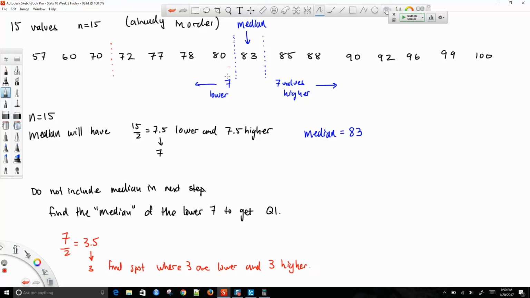I isolate that. I'm again treating just as if we had these 7 values. I go 1, 2, 3. This is going to be my Q1. Same thing over here. 1, 2, 3. Come in 1, 2, 3 from the upper side. This is going to be Q3. So Q3 is 92. Q1 is 72. My IQR, 92 minus 72. I have an IQR of 20.